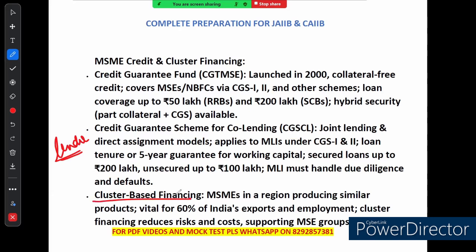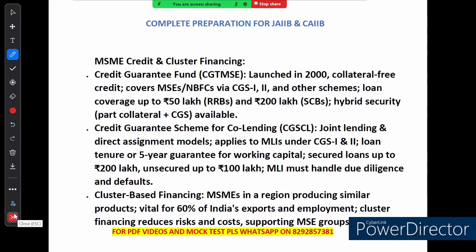Now there is something called cluster based financing. MSMEs that produce similar products in one region form a cluster. This approach lowers cost, and because of this, risk decreases too, right? And since clusters contribute to 60% of Indian export and employment, it is a big deal for the economy, right? So that is called cluster based financing.